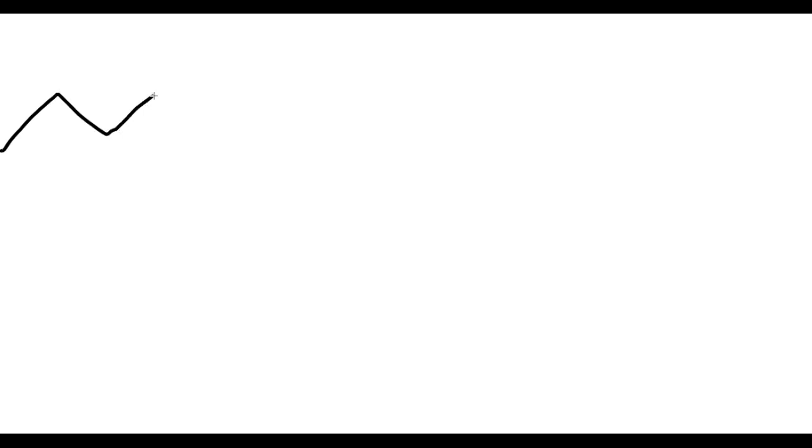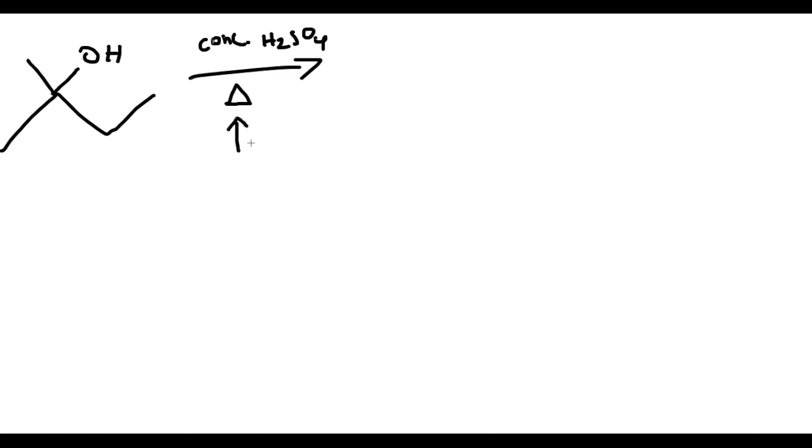Let's do another example if we have this structure. And this is reacting with, let's say, concentrated H2SO4, and we have heat on the bottom. So we know this is an E1 reaction because we have heat. Heat only happens in an elimination reaction. But also this time we see that there's concentrated H2SO4. This is because there's OH in the structure.